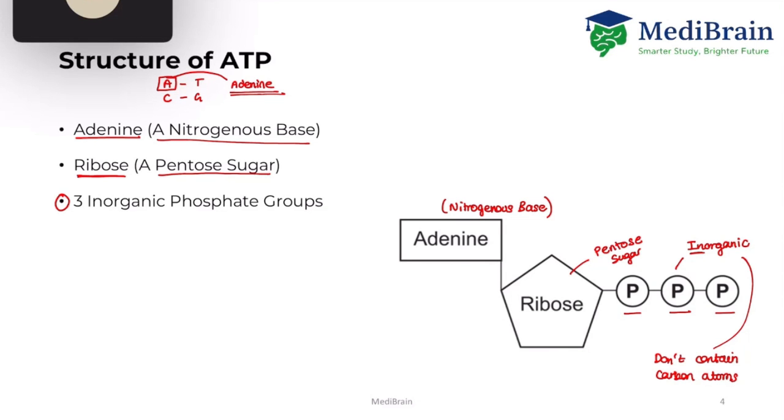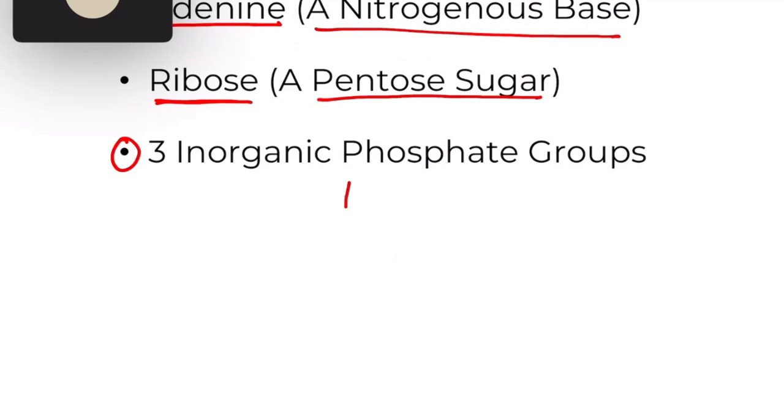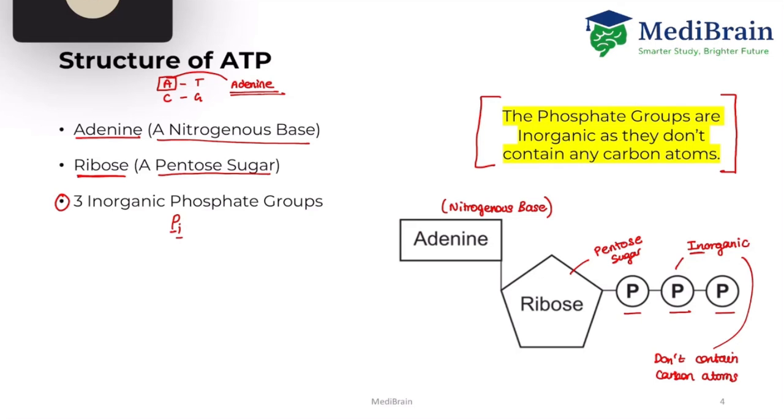And there's a reason why that ribose has five sides, five corners, so one can connect to adenine and the other one can connect to the phosphate groups, which are attached to each other. And just a point that I've already mentioned, the phosphate groups are inorganic as they don't contain any carbon atoms. Some mark schemes are picky and require you to put inorganic phosphate. Sometimes you can write Pi, which means phosphate inorganic. So this is the structure of ATP that you need to be familiar with.